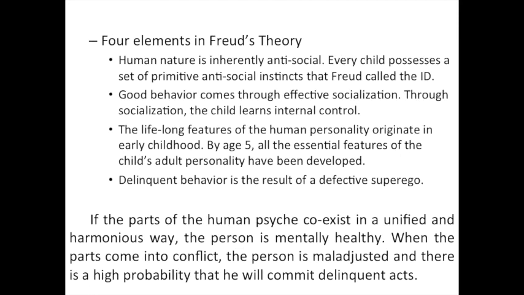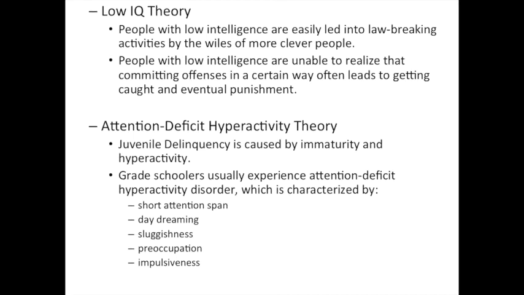Okay? So, moving on. Low IQ theory. People with low intelligence are easily led into law-breaking activities by the wiles of more clever people. So, they get used. People with low intelligence are unable to realize that committing offenses in a certain way often leads to getting caught and eventual punishment. So, low IQ. Fools, according to Attorney Gadon. These are the people who are easily fooled by the smart ones.